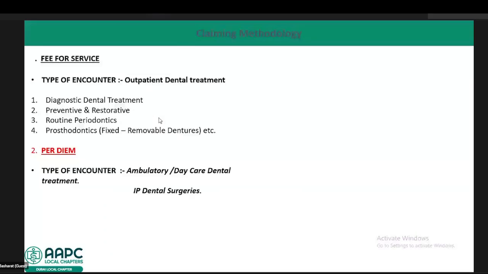About the claim methodology. The type of encounter, as I said before, is outpatient dental treatment. We have diagnostic dental treatment, preventive and restorative, routine periodontal, prosthodontic, and also orthodontic, of course. Sometimes for pediatric or special needs patients, some cases are referred to day care dental. And for trauma, sometimes they need inpatient dental surgeries.